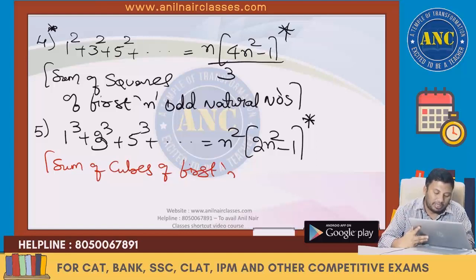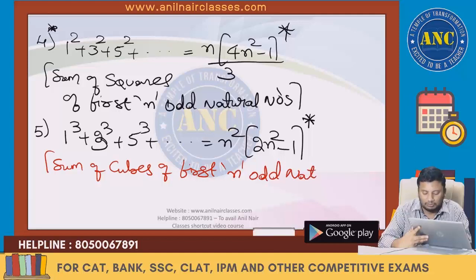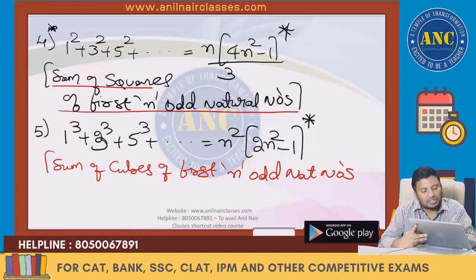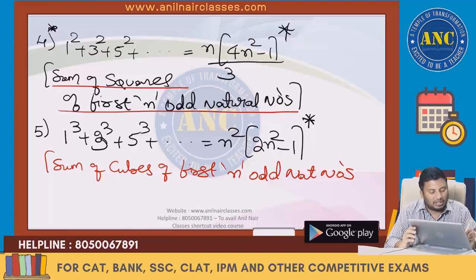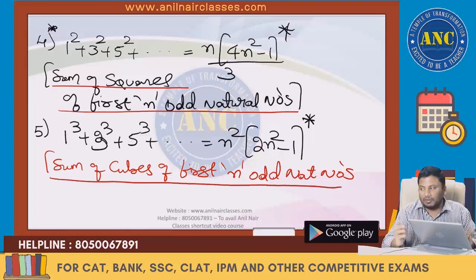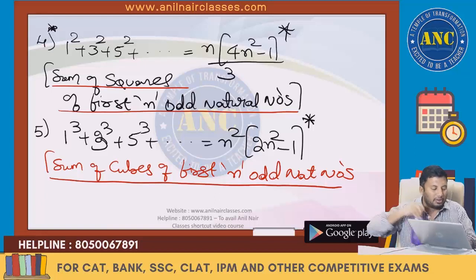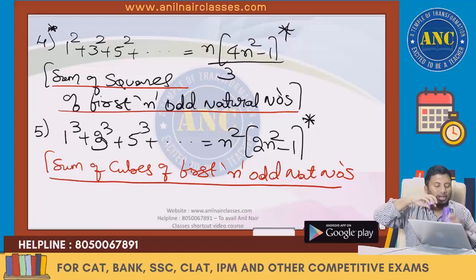Extremely important key point, sir. Very, very important key point. The sum of the squares of the first n odd natural numbers, the sum of the cubes of the first n odd natural numbers. Example, n equivalent to 2.